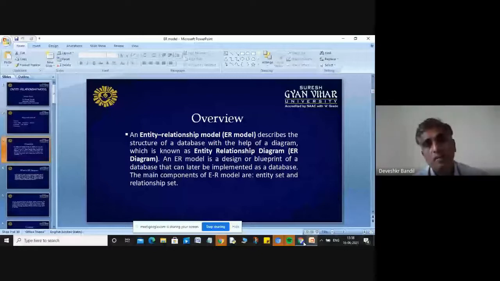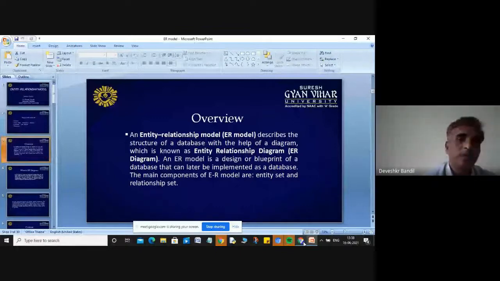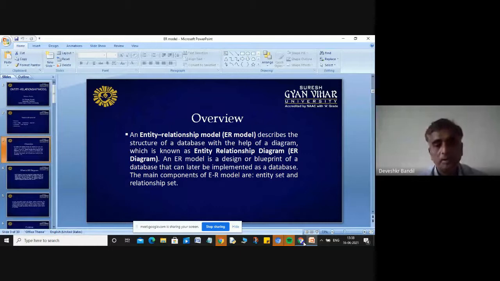And the main components of your ER model are the entity set and the relationship set. Entity set means a collection of the same type of entities. And relationship set is a collection of relationships, where many relationships are given.